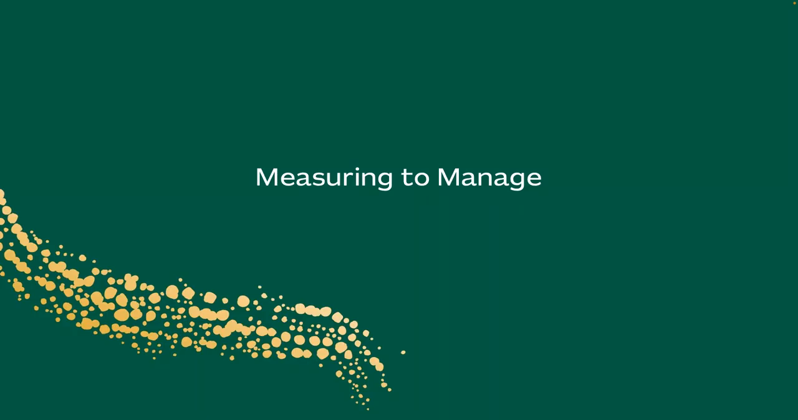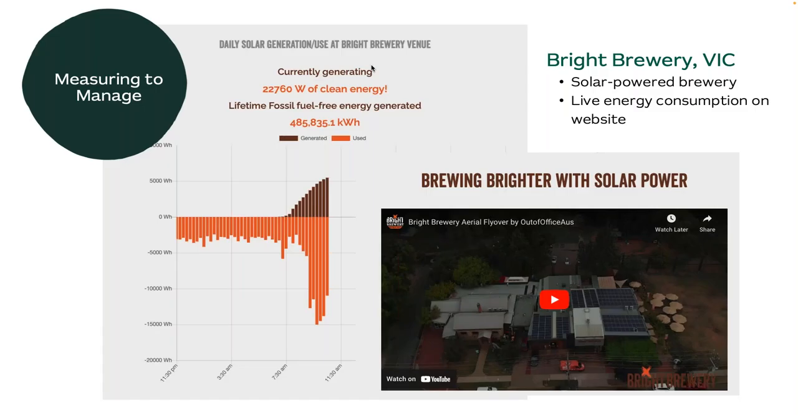Measuring to manage your impact is something that's really, really important. So even if you're not planning to make any changes yet, such as solar panel power on your business, it's a great starting point to starting to manage and measure what's going on in your business to help you better understand your performance across the different areas of your business, allowing you to set meaningful targets and track how you are going. So measuring your impact leads to targeted sustainability actions, cost savings, and ability to monitor progress as well. This is an example from Bright Brewery in the High Country in Victoria, who power their brewery with solar, or at least some of their brewery.